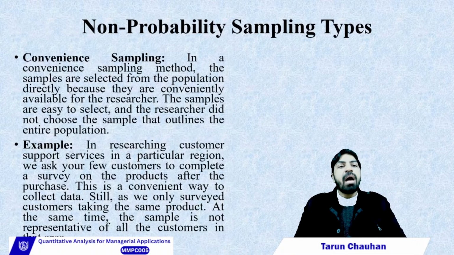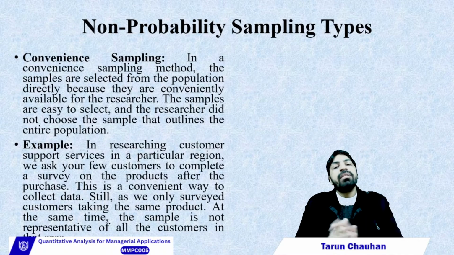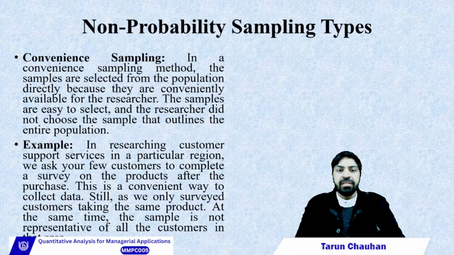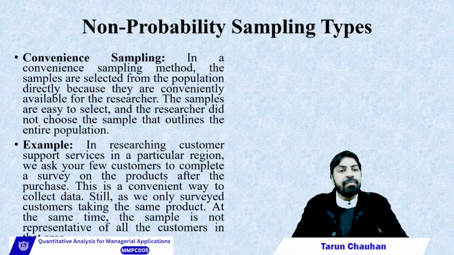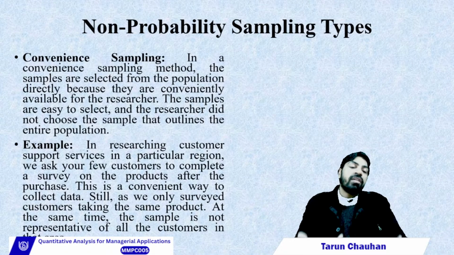Now we can talk about the non-probability sampling techniques. The first one is convenience sampling. In convenience sampling, the samples are selected from the population directly, just based on the researcher's convenience, whichever samples are available, wherever they are available, and it is convenient for the researcher to collect the data. That becomes convenience sampling.